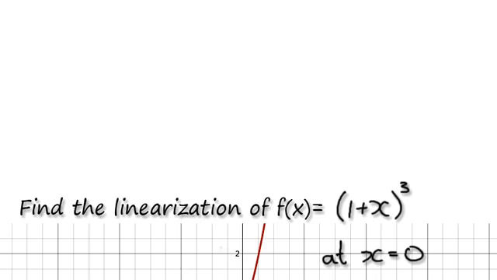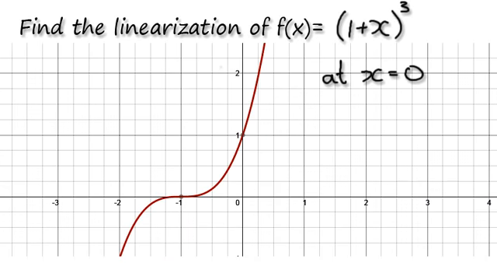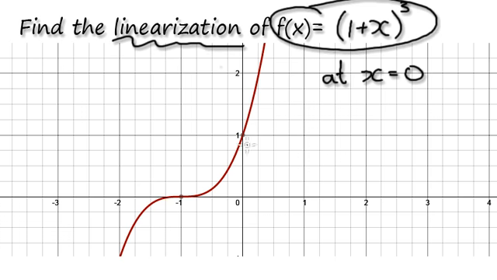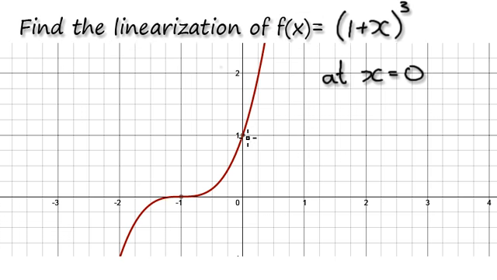Okay, so let's give you guys some more practice. So here, find the linearization of f of x equals 1 plus x to the power 3 at x equals 0 here. So me asking you to find the linearization of this red line here is the same as me asking you to find out the equation of the tangent line passing through this precise point here. So you're going to need the gradient at this point, and you're going to need the precise location, the precise coordinates at this point here.